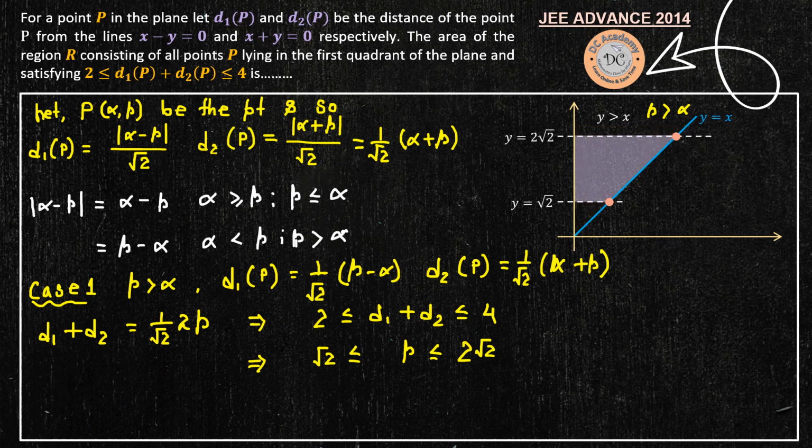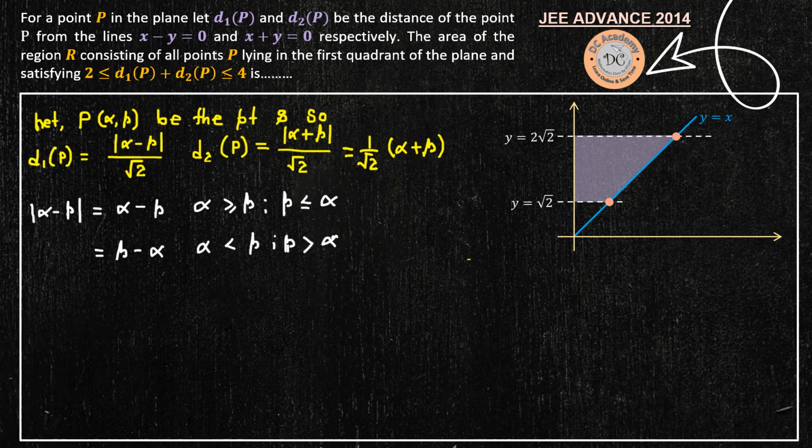That's why our required region where the inequality holds good when beta is greater than alpha, or y is greater than x, is the shaded region. So this area is confirmed. That's it. Now let's go ahead and consider case 2.